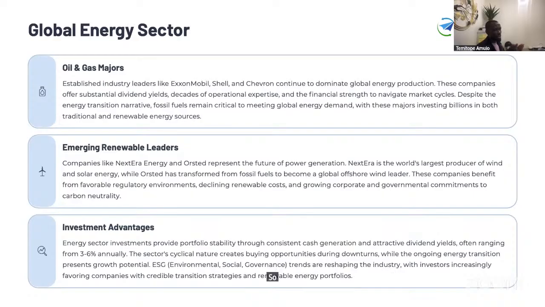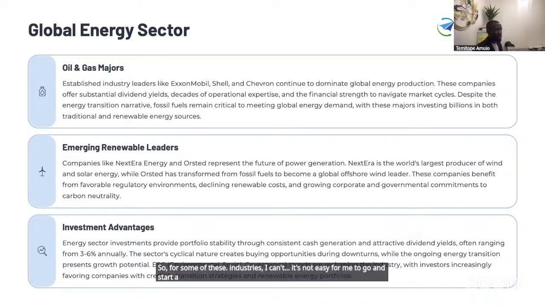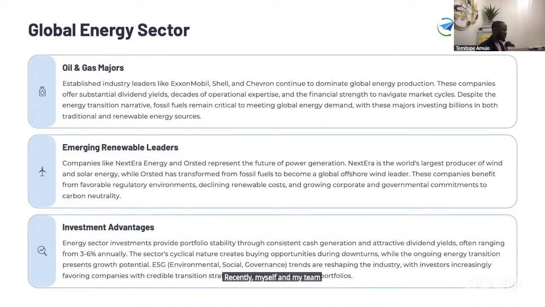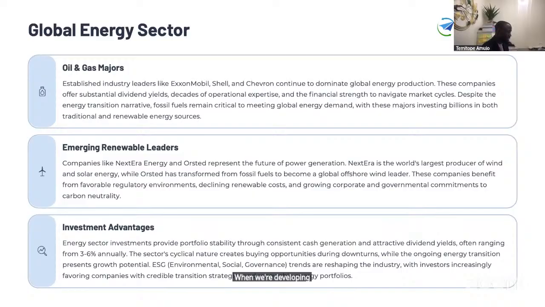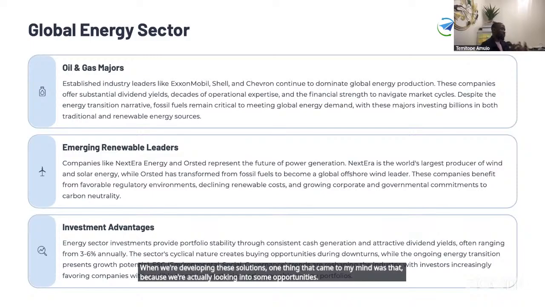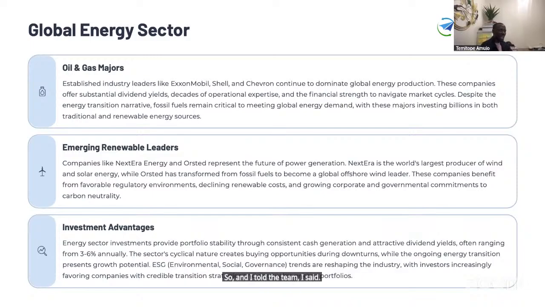For some of these industries, it's not easy for me to go and start a wind and solar energy company. Recently, myself and my innovative team have been coming up with an innovation around electric vehicles for the United Kingdom. While we were developing these solutions, because we're looking into some opportunities, I told the team that it's likely not possible for us to raise the funds to start this business. But if we can't start this business at this level, then what level can we come into?